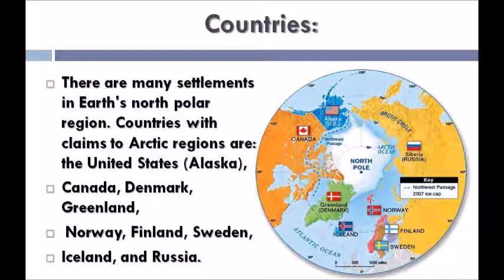Countries. There are many settlements in Earth's North Polar region. Countries with claims to Arctic regions are the United States, Alaska, Canada, Denmark, Greenland, Norway, Finland, Sweden, Iceland, and Russia. You can see in the map all the states.